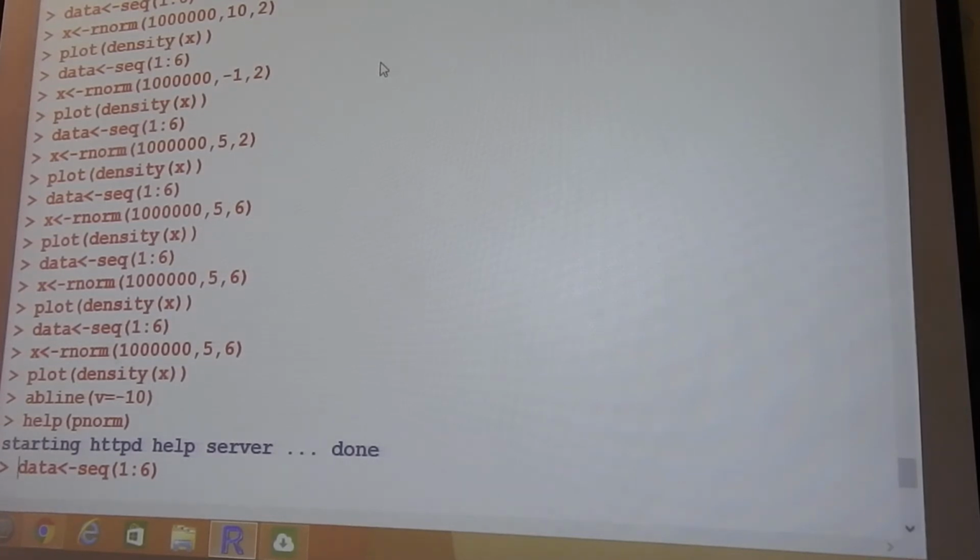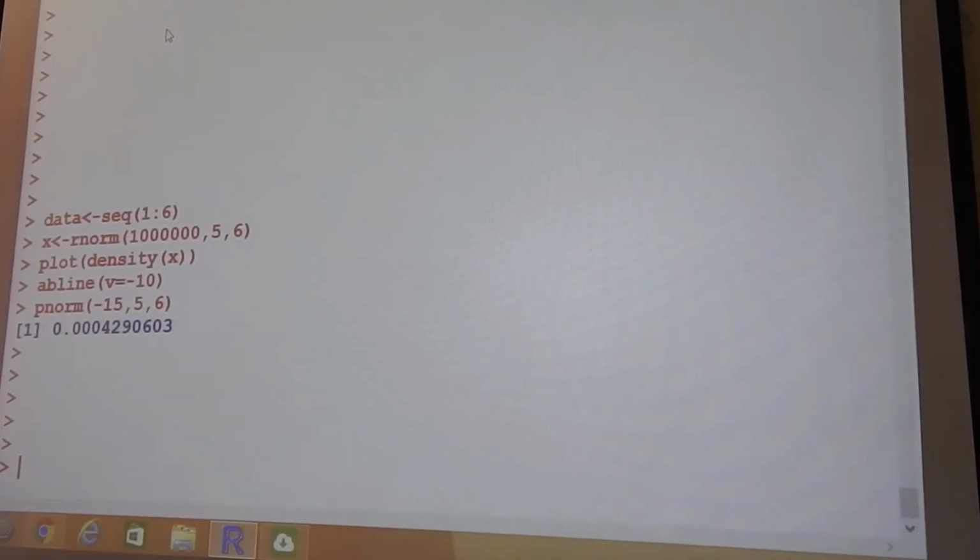So this number is the probability that a normally distributed random variable with mean 5 and standard deviation 6 takes a value less than -10. Right? So now let me ask you a question.